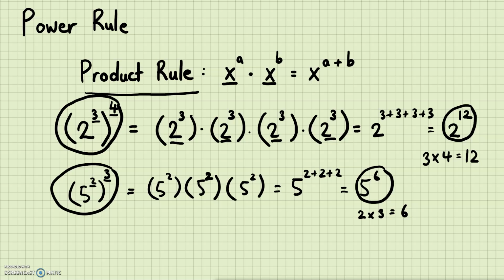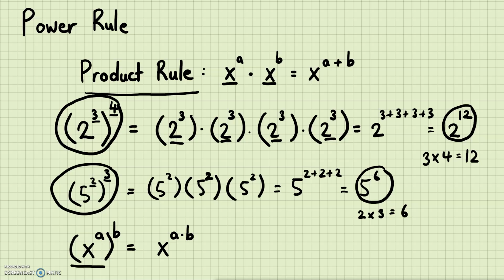And this is true for any terms as long as they are being raised to a power. So for example, the general rule then would be x to the power of a. If this is being raised to the power of b, this is going to equal x to the power of a times b.